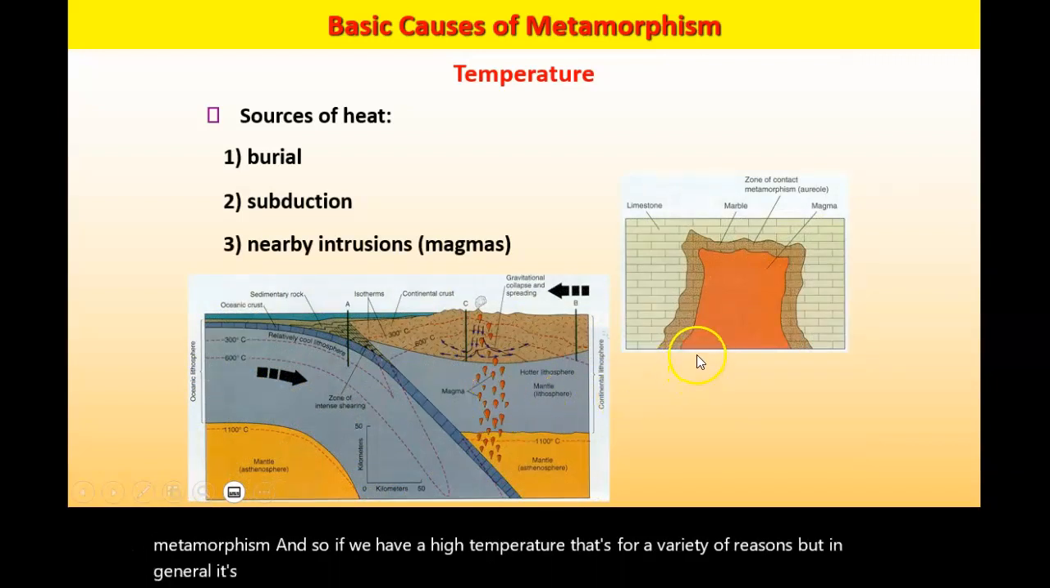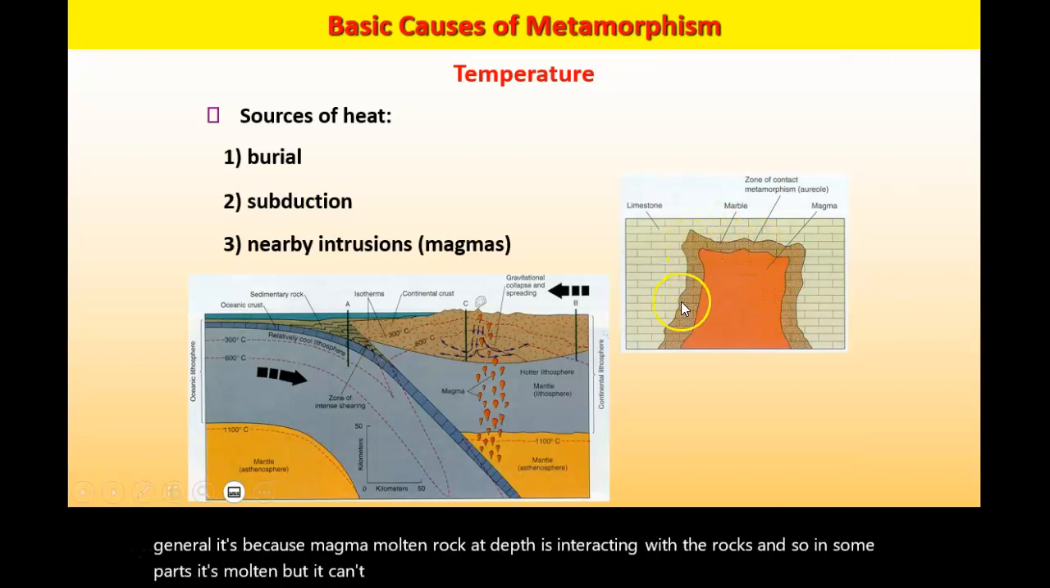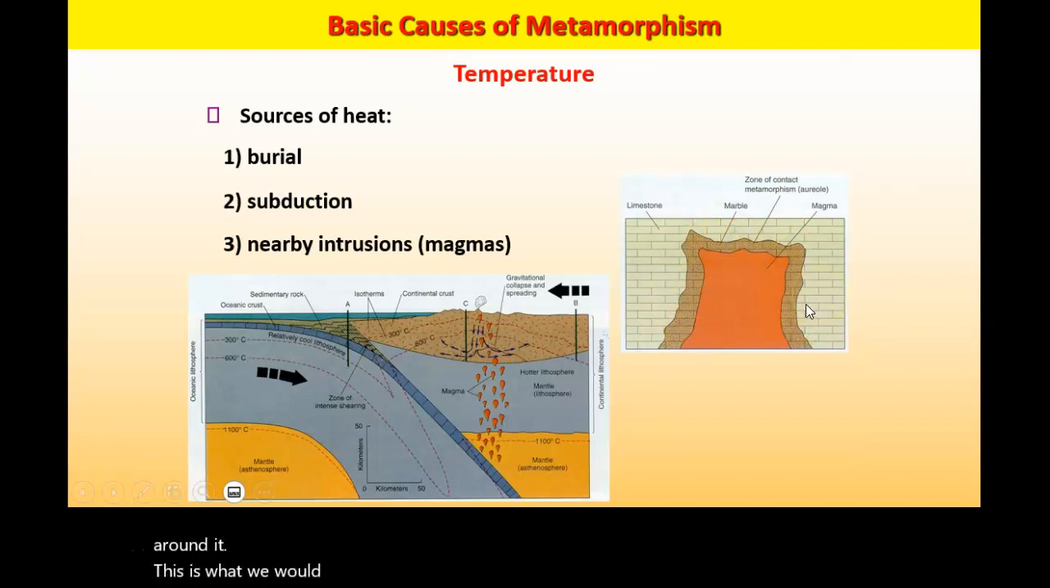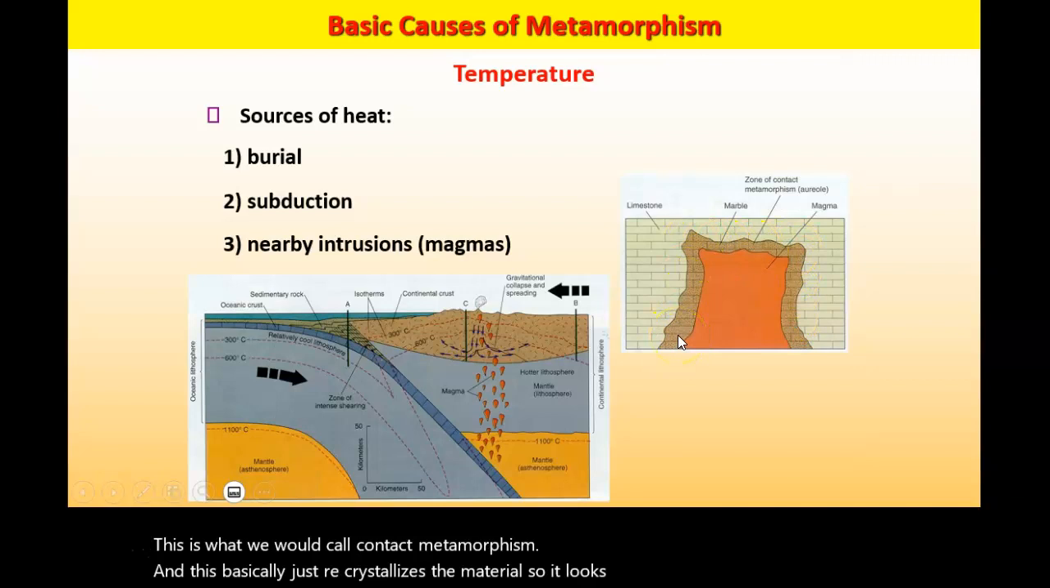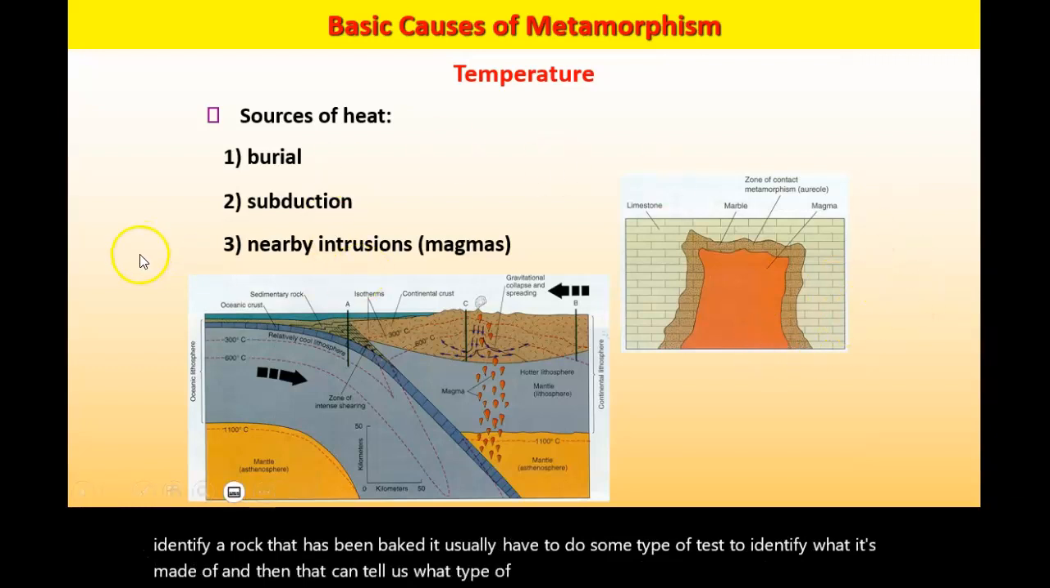And so if we have a high temperature, it's for a variety of reasons, but in general, it's because magma, molten rock at depth, is interacting with the rocks. And so in some parts it's molten, but it can't melt everything, and so it bakes or cooks or alters the rock right around it. This is what we would call contact metamorphism. And this basically just recrystallizes the material so it looks very crystalline. And so in order to identify a rock that has been baked, you usually have to do some type of test to identify what it's made of. And then that can tell us what type of metamorphic rock we have.